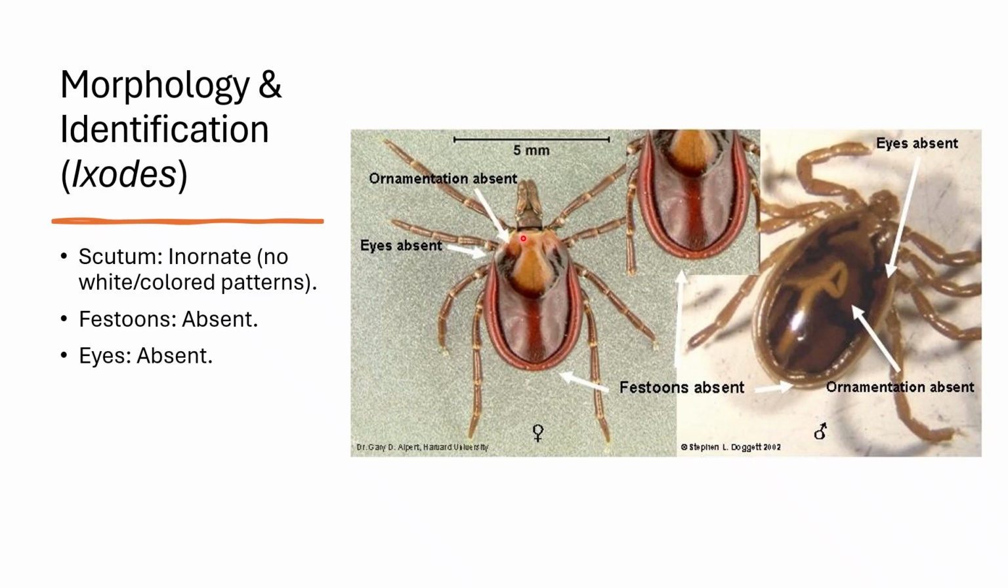This is the female and this is the male. There is an absence of patterns, so that is an inornate scutum. The ornamentation is absent, and the festoons are absent. So these structures, the festoons and the eyes, are absent.